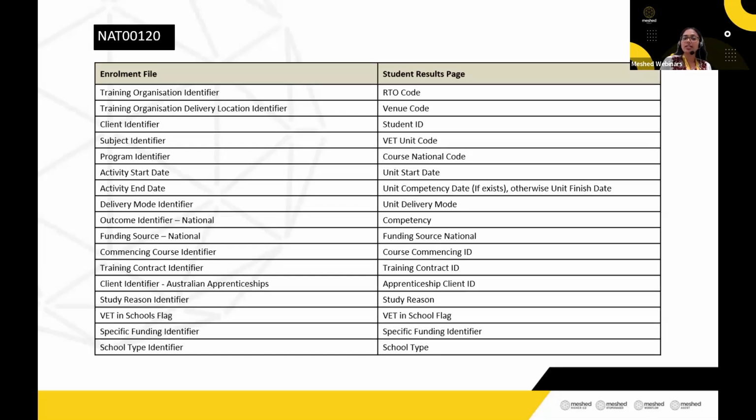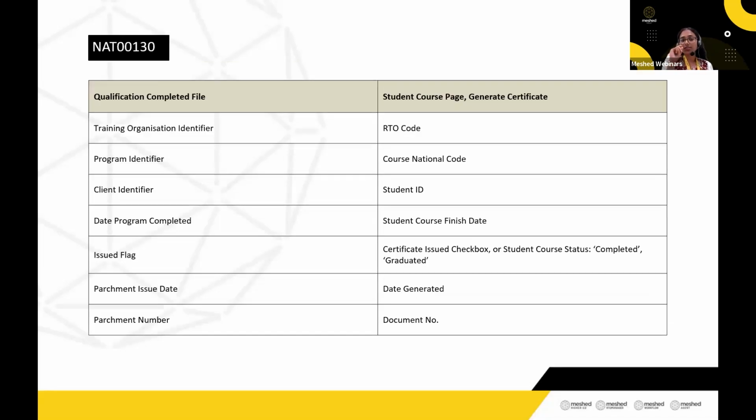The last file in the set is the NAT 130 file, which is the qualification completed file. This file contains information on any course or full program completions that the students have undertaken during the collection period. If you only have student completions in standalone units or modules, those will not appear in NAT 130. So NAT 130 will only look at the full program or full qualification completions.